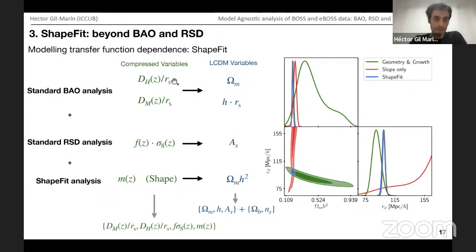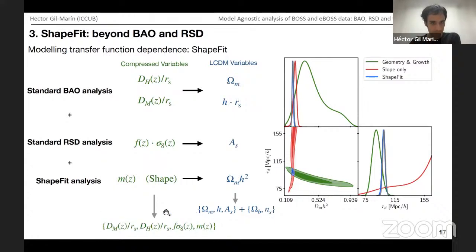So just to sum up, if you want to express your information content in terms of compressed variables, the standard BAO analysis tells you that there are these two BAO distances in terms of the sound horizon scale, which are related to lambda CDM variables like omega matter, coming from the ratio of them, or H times rs. If you take each of them independently, then you have the standard RSD analysis, which is essentially f sigma 8 in terms of compressed variables, which tells us something about the actual amplitude, or sigma 8. If you know omega matter, then you can infer f, and from f sigma 8 you can get A_s. And finally, in order to complement this, you can add this extra parameter, the ShapeFit parameter m, that I just described before, and this tells you something about omega matter h squared if you assume certain priors on omega baryon and on the spectral index.